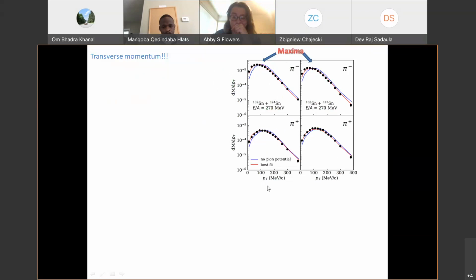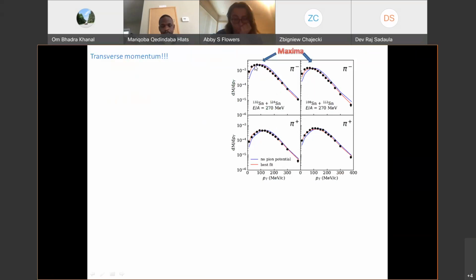By transverse momentum, we mean the momentum perpendicular to the beam, and this transverse momentum is associated with the underlying physics within the system. And if you look at this curve, you can see that the maximum values for pi plus and pi minus for different systems are different. Like you have the maximum.